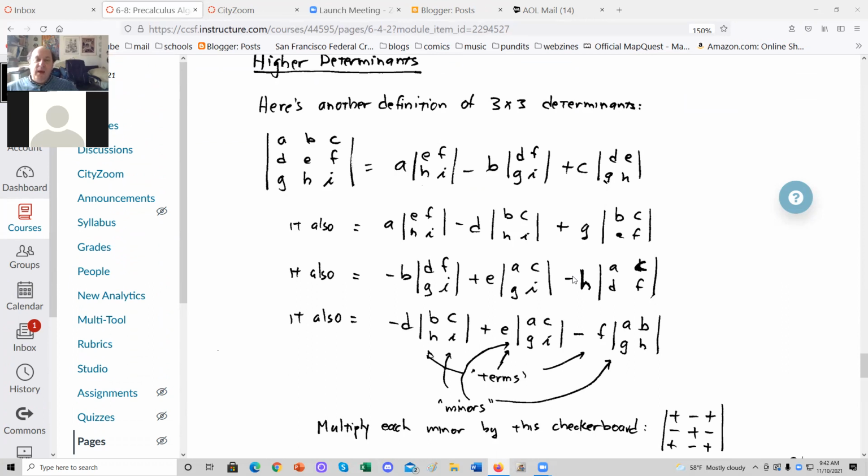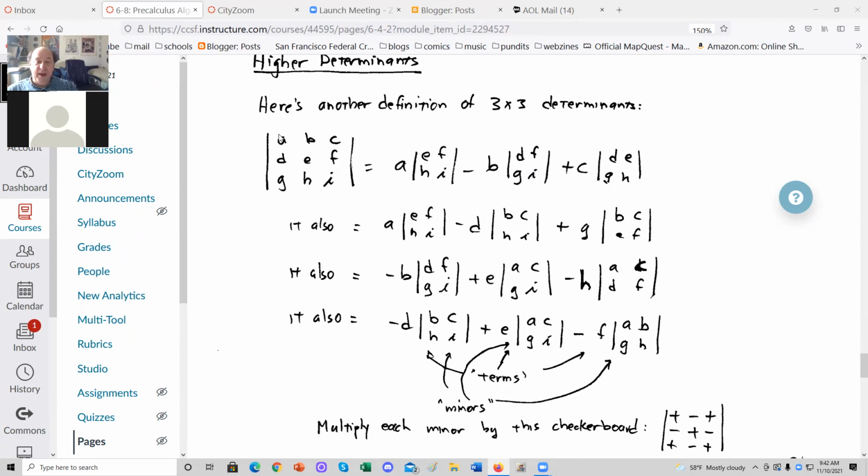To find a 3x3 determinant, you can do what's called expand along a row or a column. Here we go, A, B, C, D, E, F, G, H, I. Let's say we expand along A, B, C. We have A times what's left, E, F, H, I, minus B times, eliminating its row and column, D, F, G, I, plus C times D, E, G, H. Notice we have plus A minus B plus C.